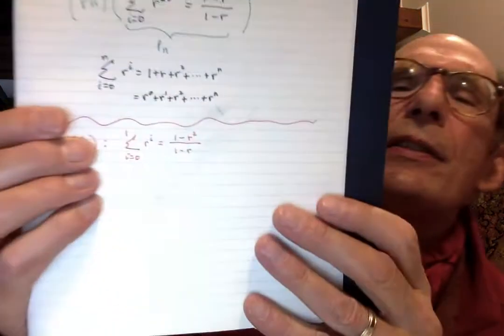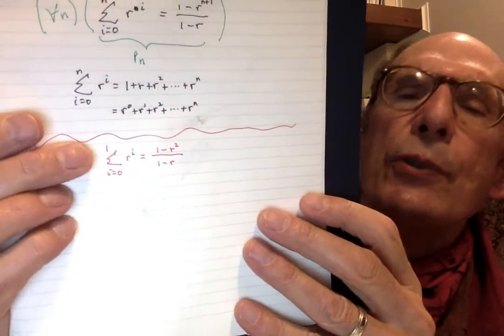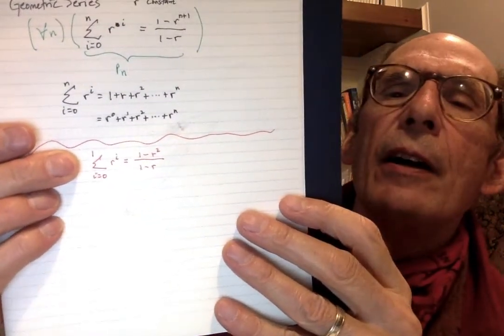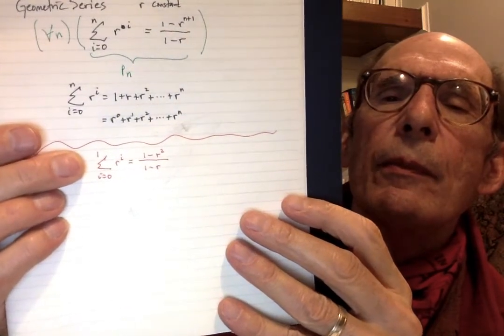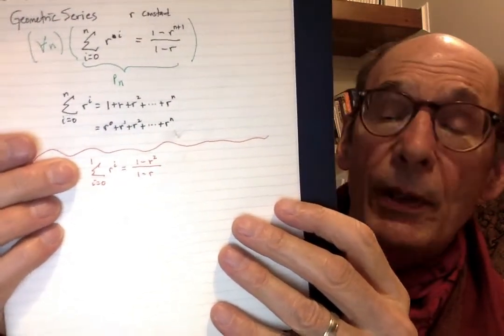The general case is I equals 0 to n, but this is P of 1, so it's I equals 0 to 1 of r to the I, and this is supposed to equal a fraction. The bottom is 1 minus r, and the top is 1 minus r squared. So this is a mathematical formula that's either true or false, and it's got some complications, but let's see what's going on here.